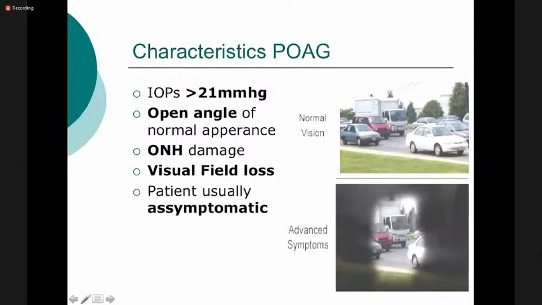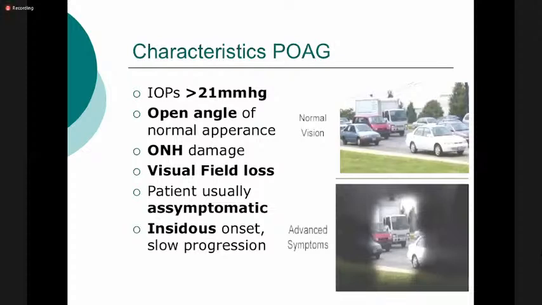Patients are usually asymptomatic in primary open angle glaucoma. It's slow, insidious in progression. And one eye is usually affected faster than the other one. So it's bilateral but asymmetric.